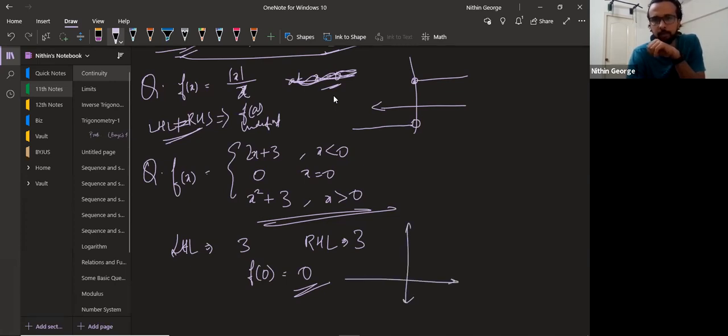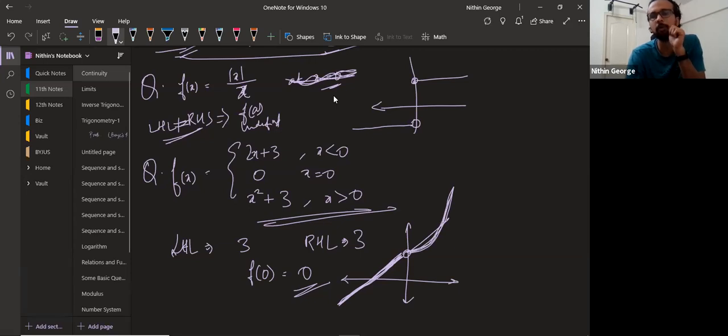At 0, you can see that LHL was 2x plus 3. So you get a straight line of slope 2. You get hitting 3 like this. So LHL is what you're concerned with. So it's this part. X less than 0, this is how it goes. Now, x square plus 3, for x greater than 0 will go like this.